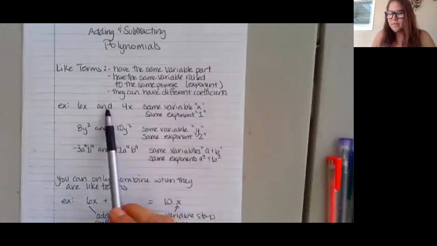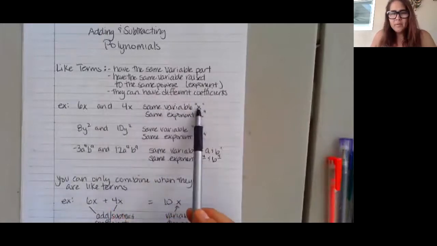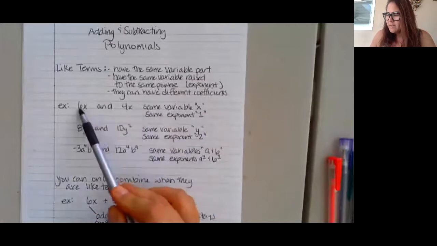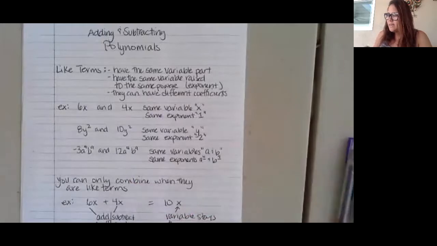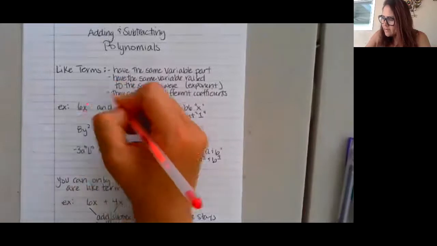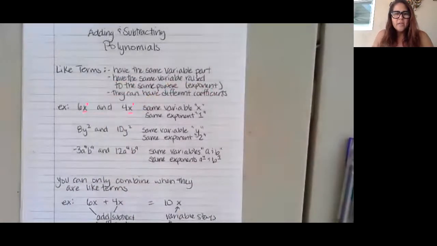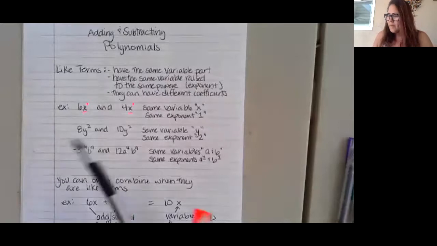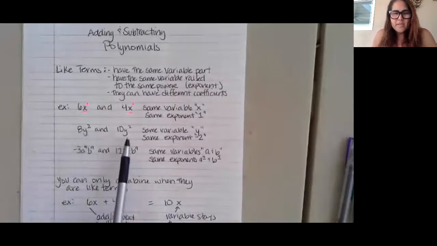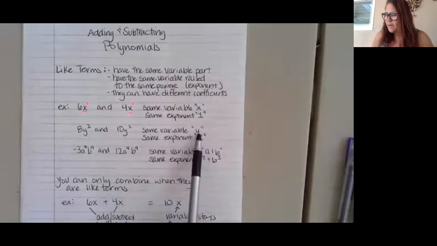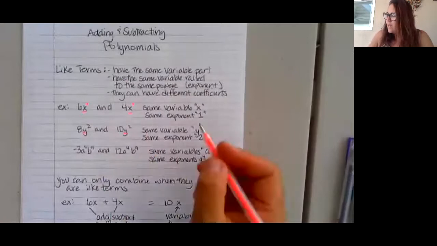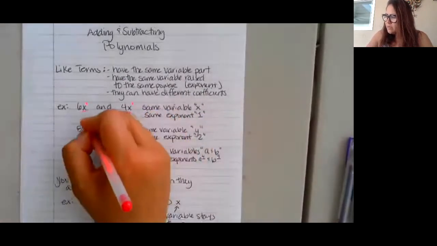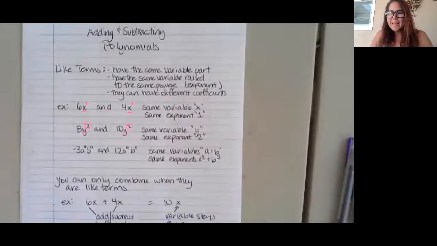We have 6x and 4x. They have the same variable, which is x, and they have the same exponent, which is 1. So if you guys can see it, same variable, they both have x's, they both have the same exponent. There's the ghost one there. So those are like terms. Okay, second example, 8y squared and 10y squared. Again, the same variable, which is y, the letter y, not why are we doing this. And the same exponent, 2. So those would be considered like terms.